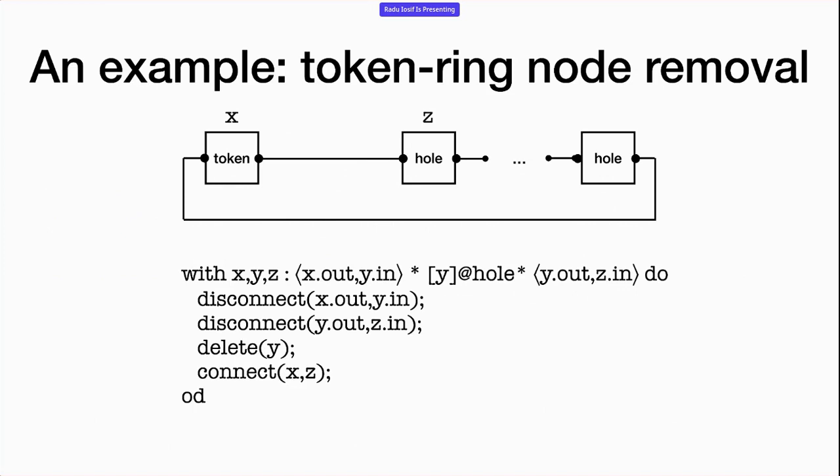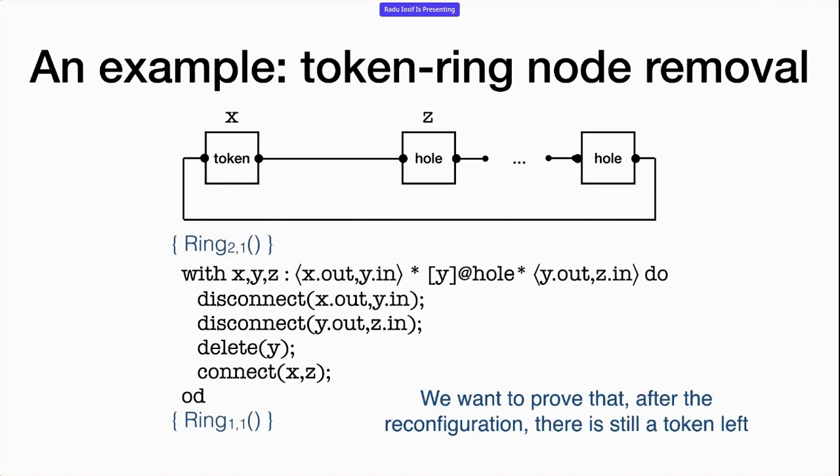And now, because we have done things in the right order, even though this is done in interleaving with remaining possible interactions in the system, we can prove the following thing. And we can prove that if we have started in a ring with at least 1 token and at least 2 holes, we get back to a ring with at least 1 hole and at least 1 token. And this is the kind of thing that we want to prove in our reconfiguration programs.